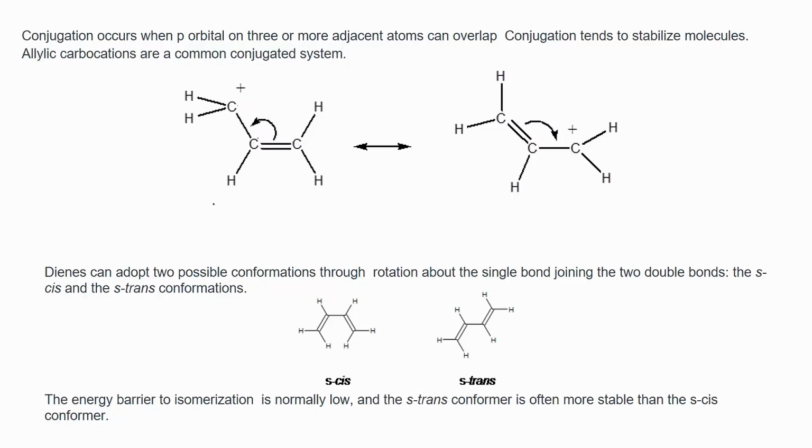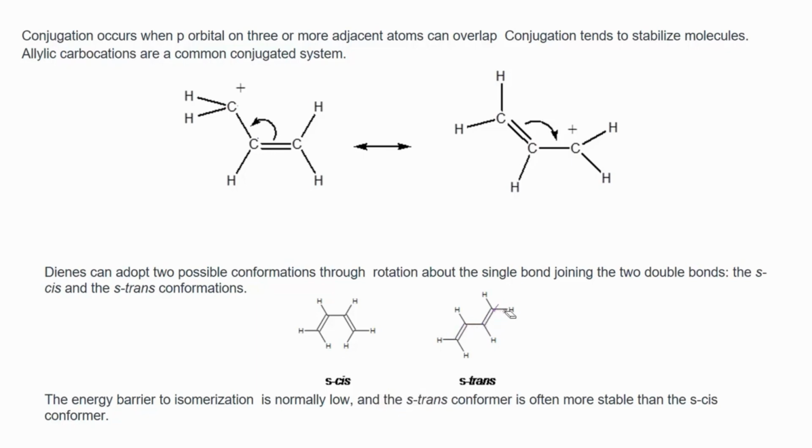Dienes, when we have two pi bonds in a system and they're conjugated, can adopt two different conformations because that single bond, that sigma bond, has free rotation. So because that sigma bond has free rotation, we can adopt what's called the s-cis, where, when looking at the sigma bond, both of the pi bonds are in the cis position or the same position. Or we can have what's called s-trans. Again, with relation to the single bond, the pi bonds are on opposite sides.